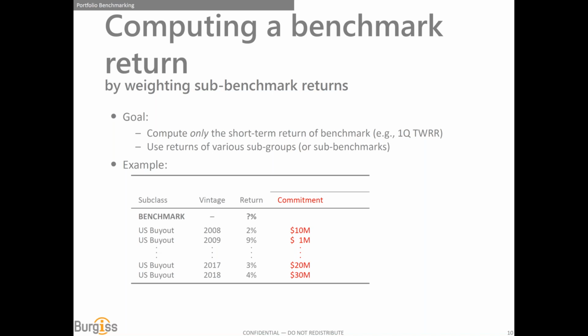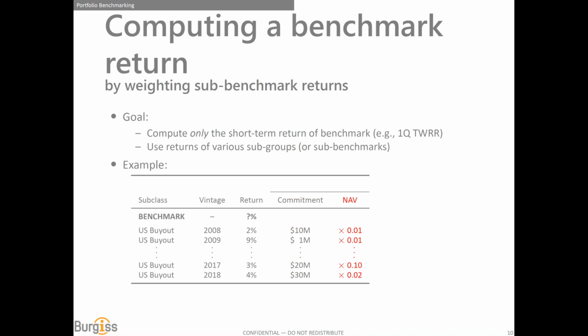And we certainly would have to weight by the commitments. But a moment's thought would convince you that that's not enough either. For example, the 2008 vintage at this point is almost completely liquidated. As a result, there's very little capital in the ground, so whatever return it exhibits should have very little effect on the top-level benchmark return. So a natural thing would be to weight not just by the commitment, but also by the NAV.